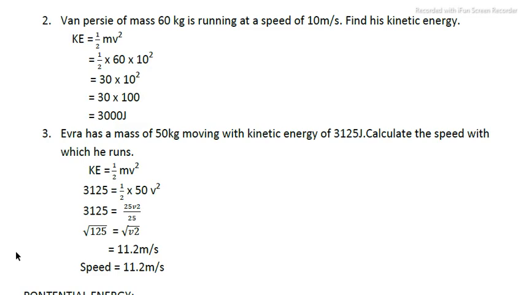Number 3 says Evra has a mass of 50 kilograms moving with kinetic energy of 3125 joules. We are supposed to calculate the speed this time round. So we are given the mass and kinetic energy, and we are supposed to find the velocity. So we substitute for what we are given and simplify to get the speed.